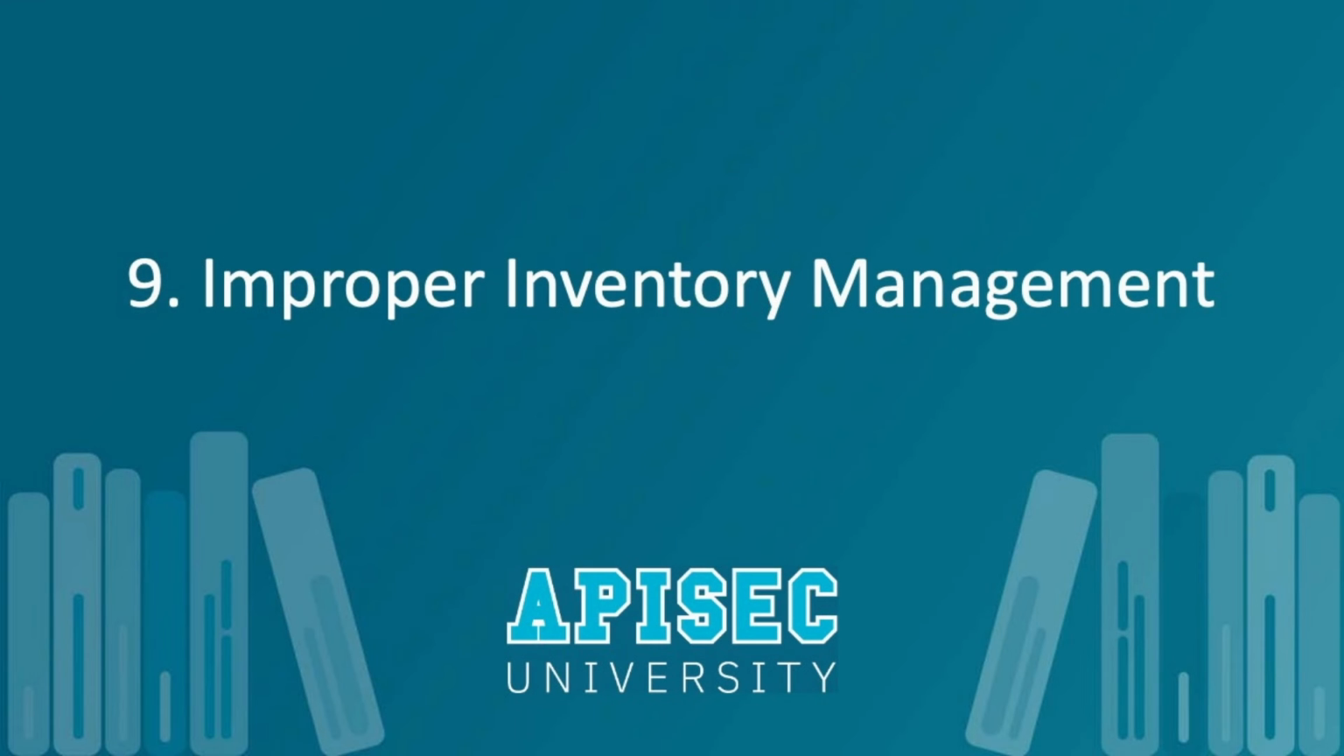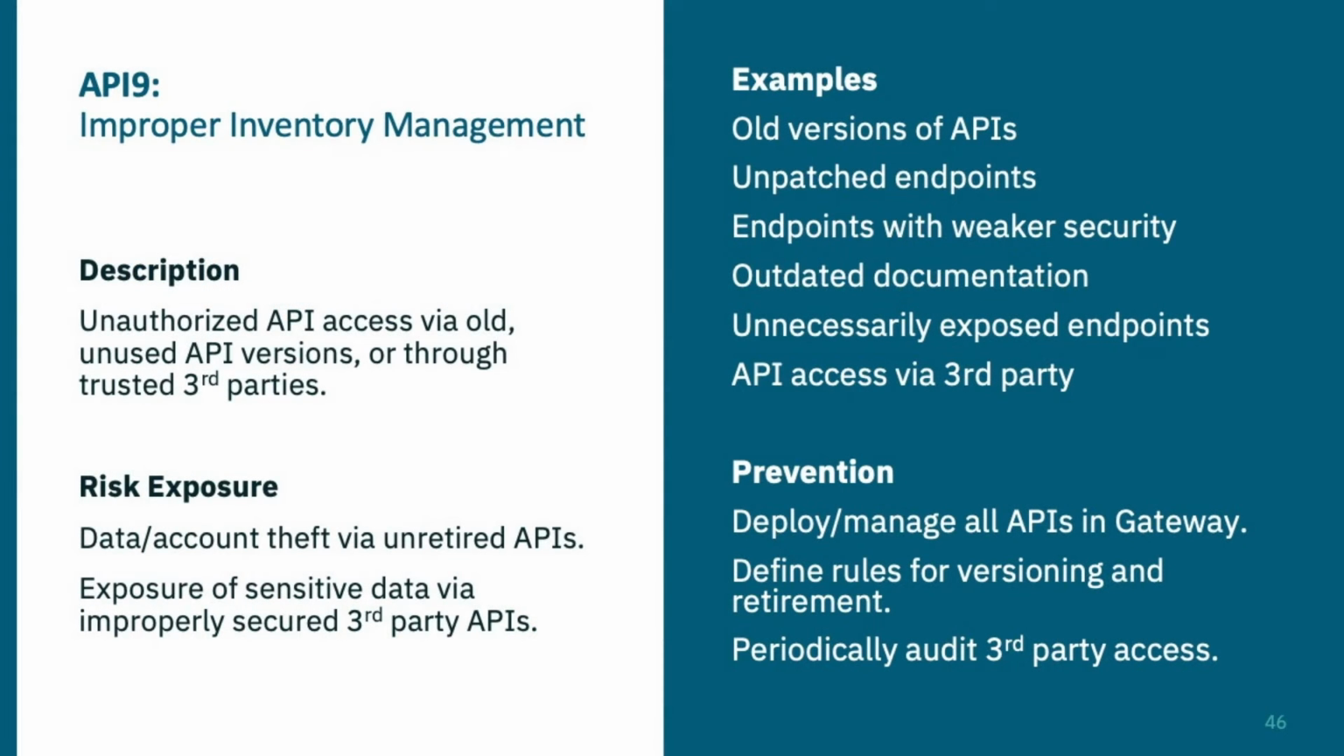OWASP number 9 is improper inventory management. This is a slight update of the old one, which was improper asset management. But the idea here is you need to have a really comprehensive and accurate view of your API environment. All of the APIs that are running, all the endpoints, versions, older versions, who's accessing them, and so forth.